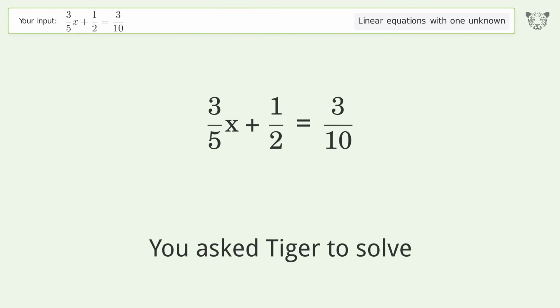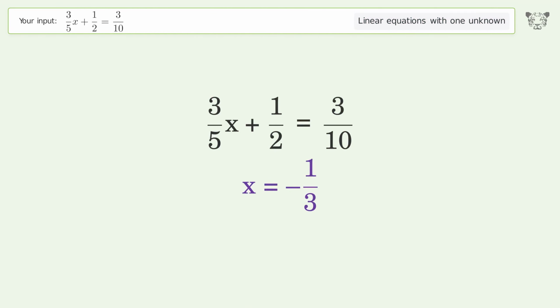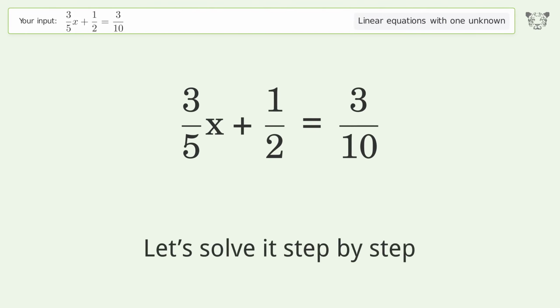You ask Tiger to solve. This deals with linear equations with one unknown. The final result is x equals -1/3. Let's solve it step by step.